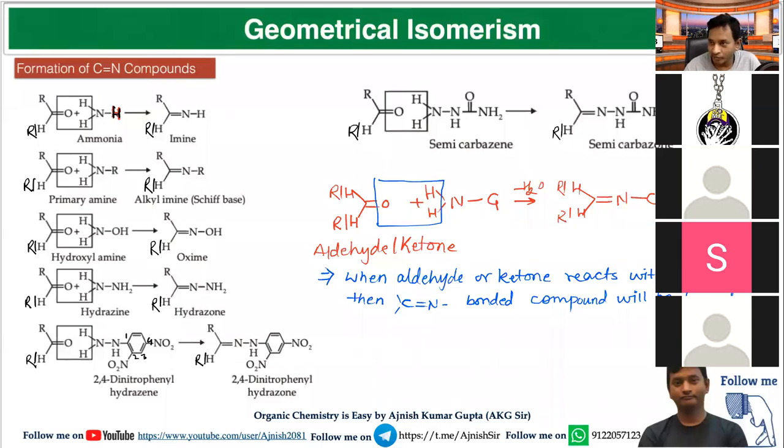When aldehyde or ketone reacts with ammonia, it will give imine. Carbon double bond nitrogen compound is called imine. Carbon triple bond nitrogen compound is called nitrile. And carbon single bond nitrogen compound is called amine. You must be clear what is amine, what is imine, and what is nitrile. Carbon single bond nitrogen is called amine. Carbon double bond nitrogen is called imine. And carbon triple bond nitrogen is called nitrile or cyanide.